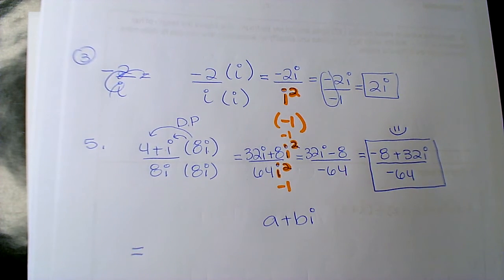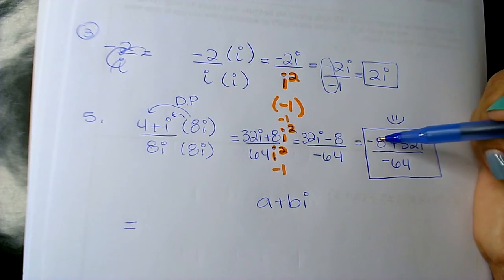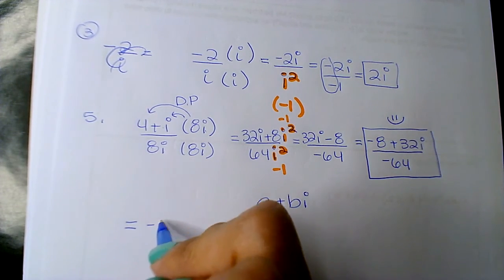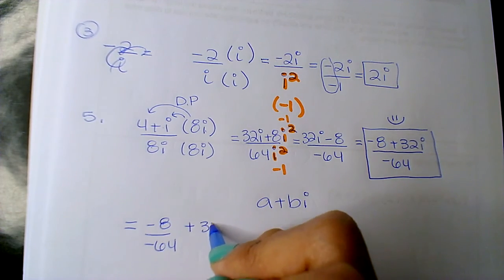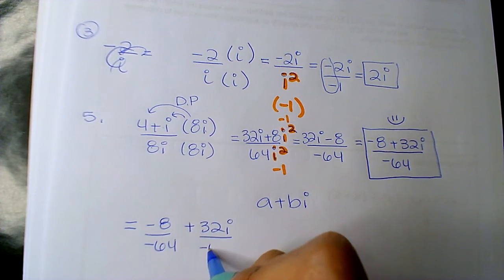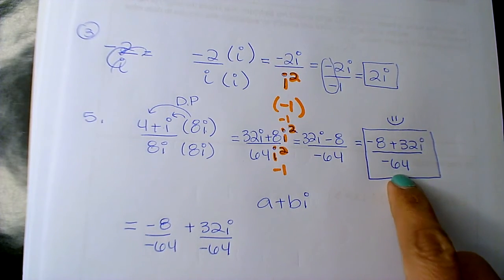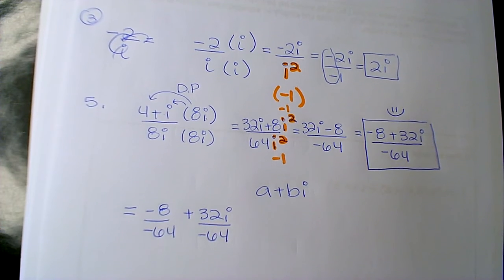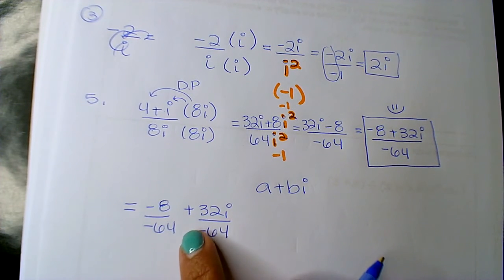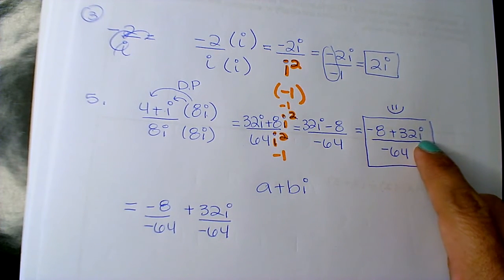However, you can do more if you have a calculator and you're willing to. Remember, this can also be written as negative 8 over negative 64 and positive 32 over negative 64. Can I take that denominator and split it between the real and the imaginary part? Okay, remember, this is kind of extra. Okay, so like here, happy face, you're good.